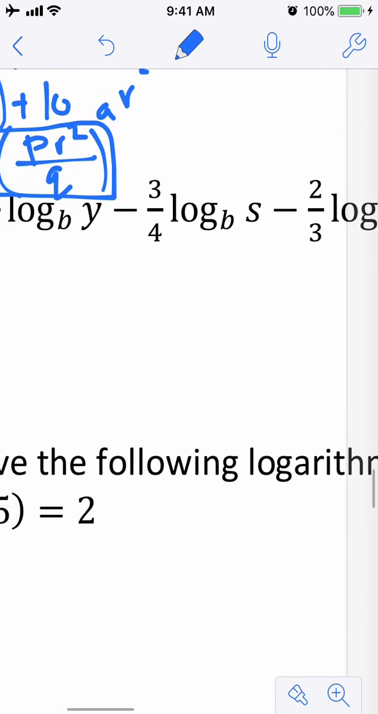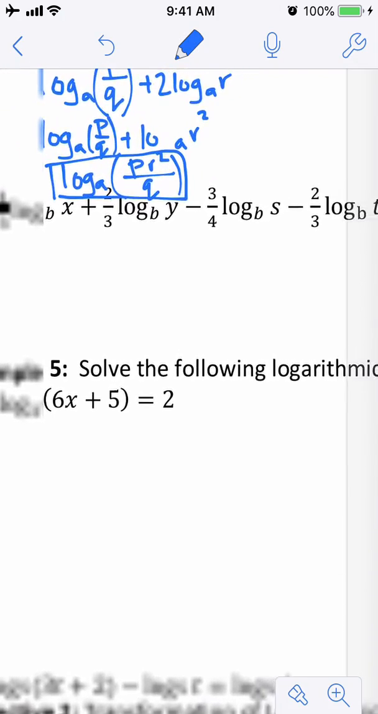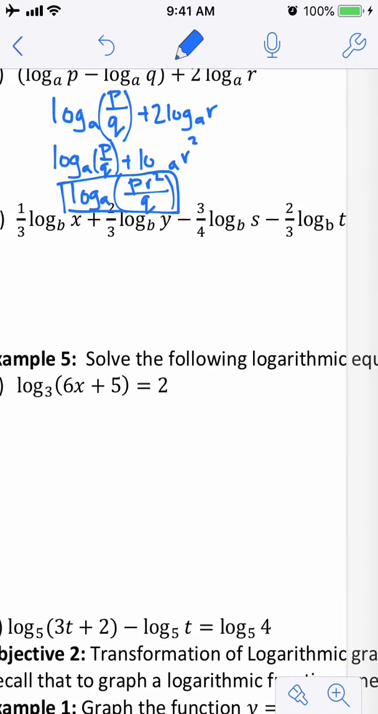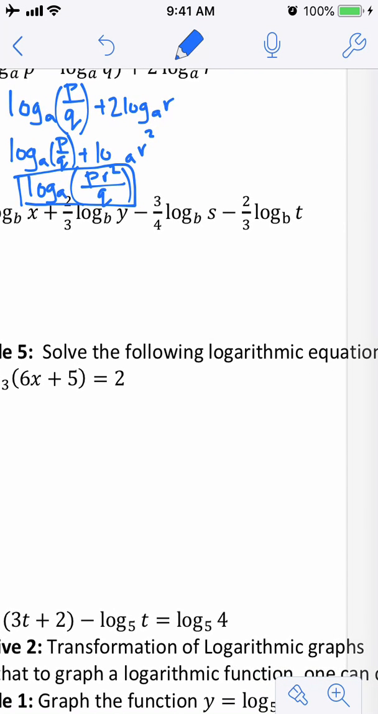All right. Last but not least, the mega problem. Super fun. But notice it says 1/3 log b x plus 2/3 log b y minus 3/4 log b s minus 2/3 log b t. I see a lot of log b. It's definitely something we can all squish together, right? I see a lot of addition and subtraction, a lot of product and quotient rule. I'm going to have to be careful about which is which, right?